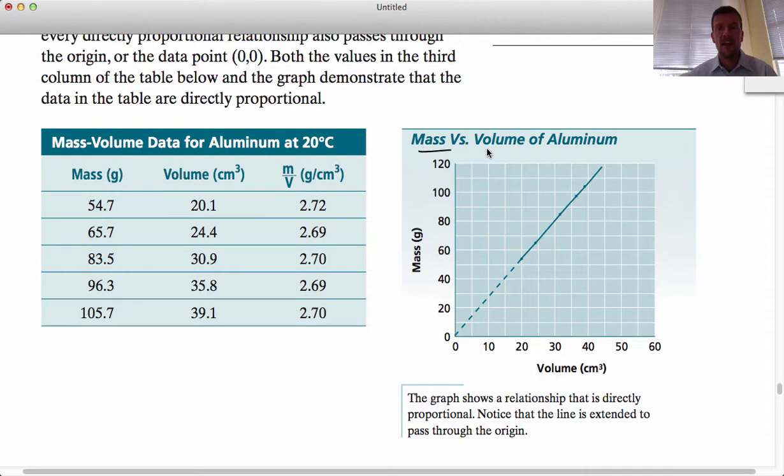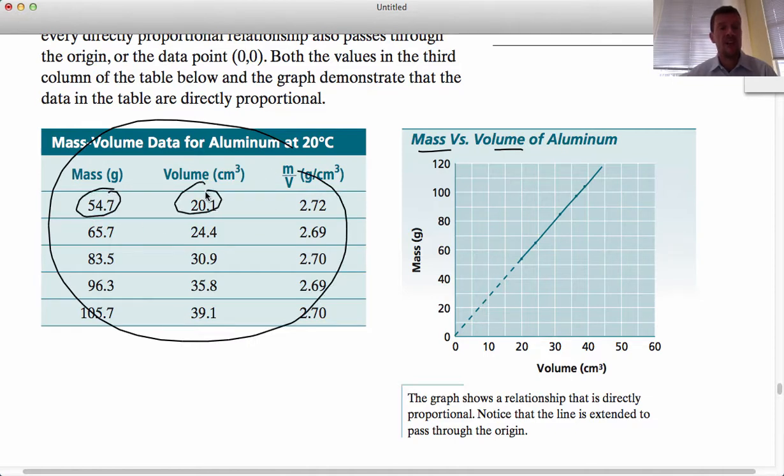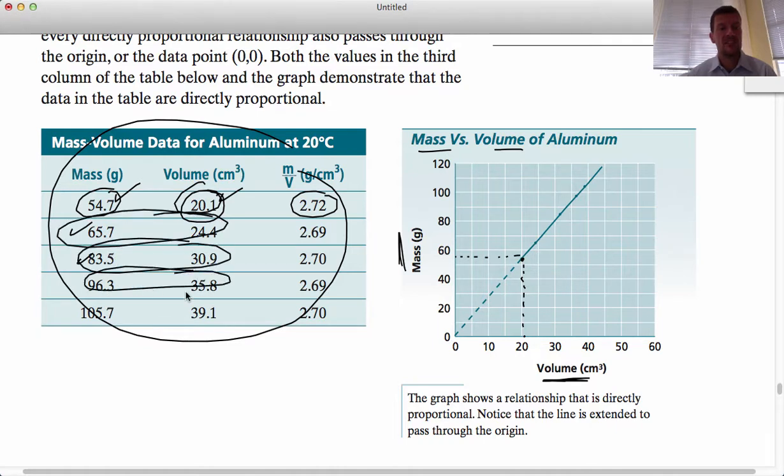Here's an example, mass versus volume. Here's a bunch of numbers that were collected, measured. So here's a mass and volume, and then the calculated density. These masses and volumes are then plotted. Here is the volume on the x-axis, the mass is on the y-axis. They take this number, 20.1, and the 54.7, and they plot that point right there. And they do that for all five different sets of points, and they get these 5 points right there.